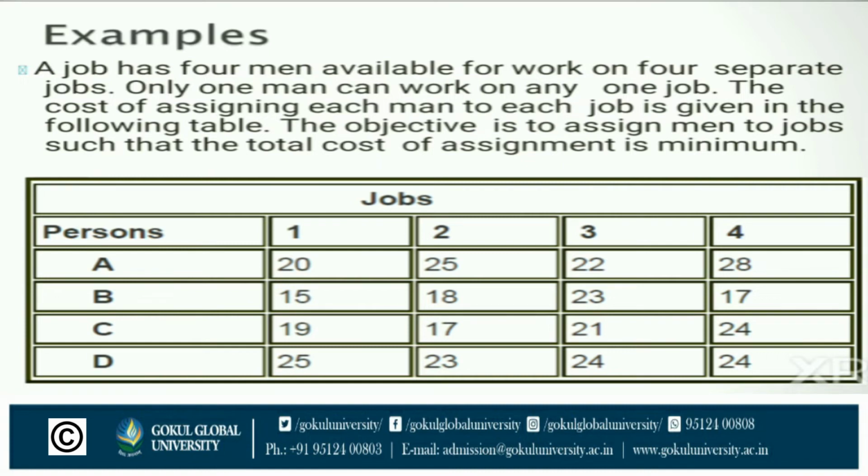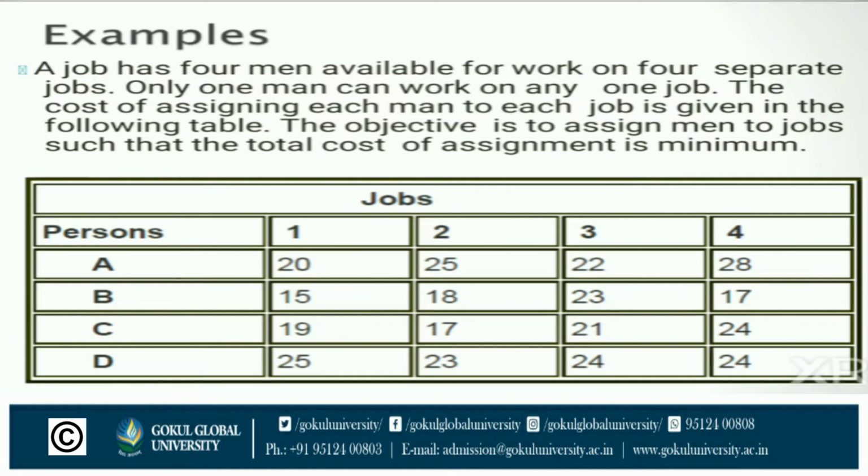Example number 1. A job has 4 men available for work on 4 separate jobs. So here we can see that persons A, B, C, D have 4 jobs: 1, 2, 3 and 4. This type of problem is a balanced problem. Only one man can work on only one job, and the cost of assigning each man to a job is given in the following table. The objective is to assign the men to the jobs such that the total cost of assignment is minimum. Here we can see that persons and jobs are equal, so it is a square matrix.